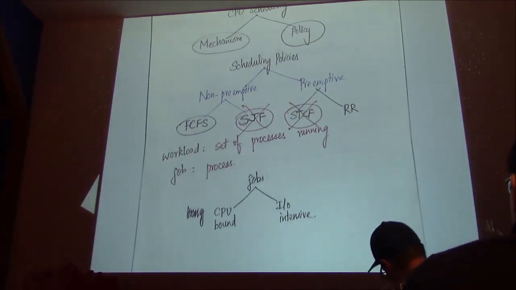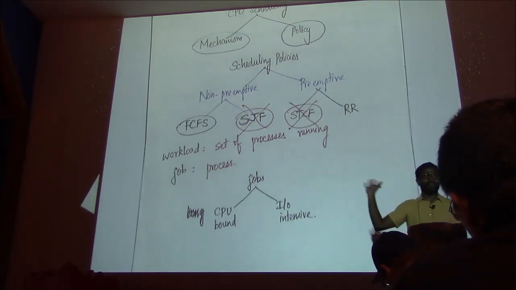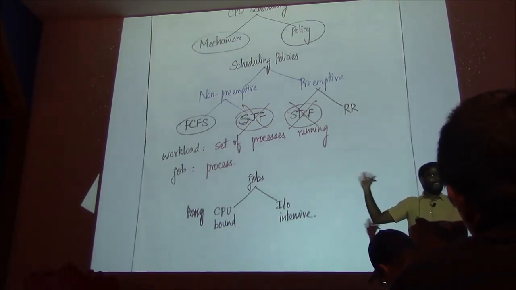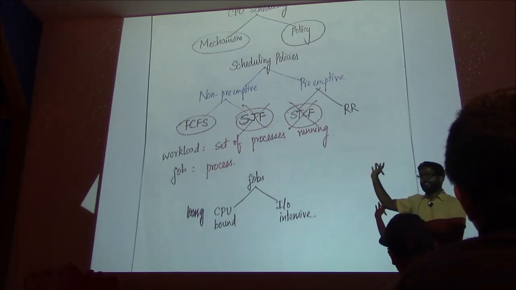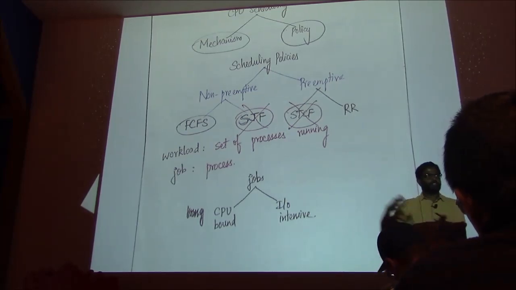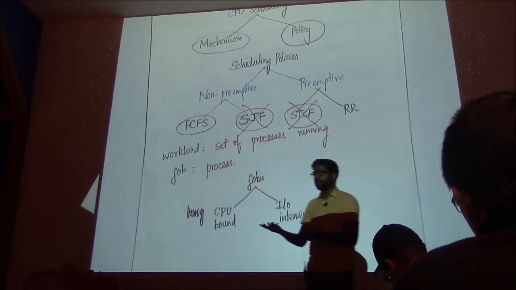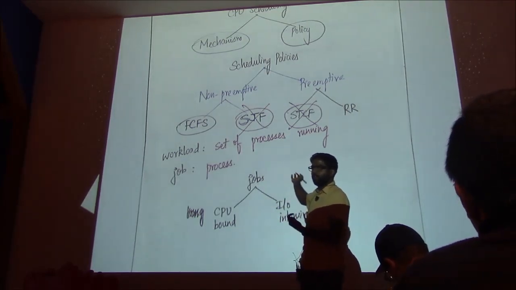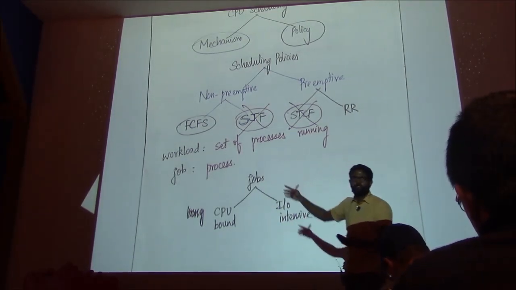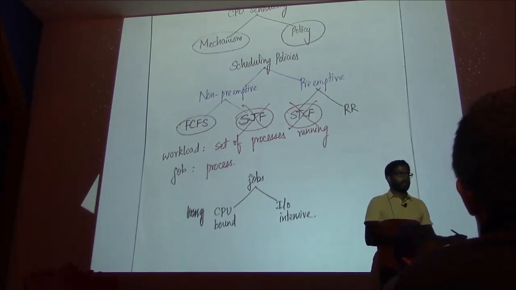We have no way to find out how much time, sorry for wasting your time with those things, but again, they just disappear because we really have no way to find out how much time a job is going to take or how much time it needs for completion. And so there's no way that we can implement the shortest job first or shortest time to completion first in a real world scheduler.